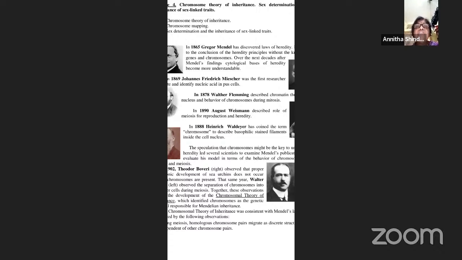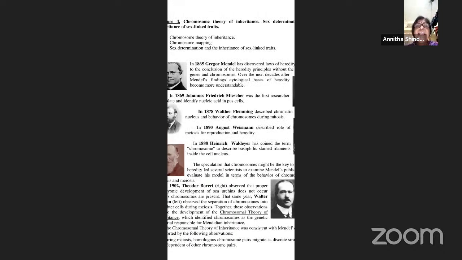So likewise, different authors put forward their views. Not only Gregor John Mendel, various other scientists came forward, did research, and gave their findings. Now, coming to mitosis and meiosis, there are two different types of divisions. Mitosis is a somatic division which occurs in the somatic cells, whereas meiosis is a reduction division which occurs in the germ cells.